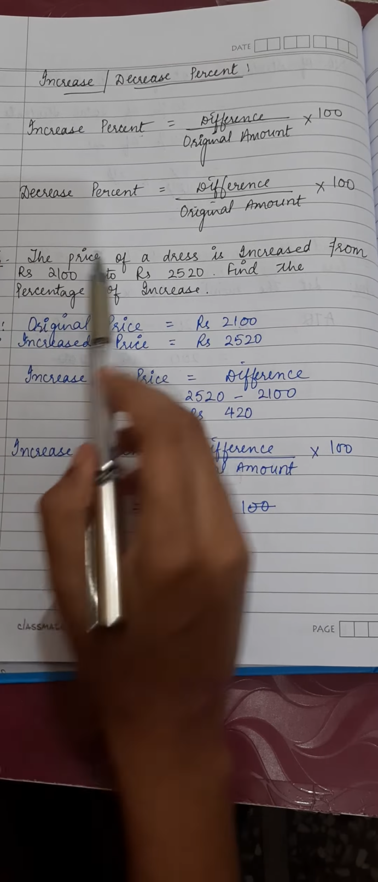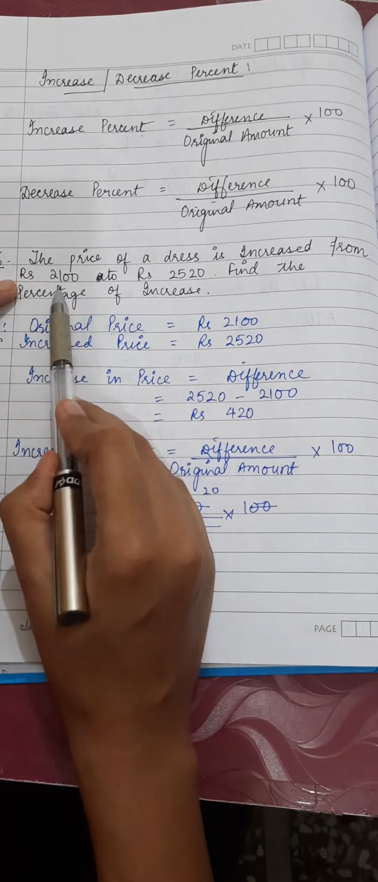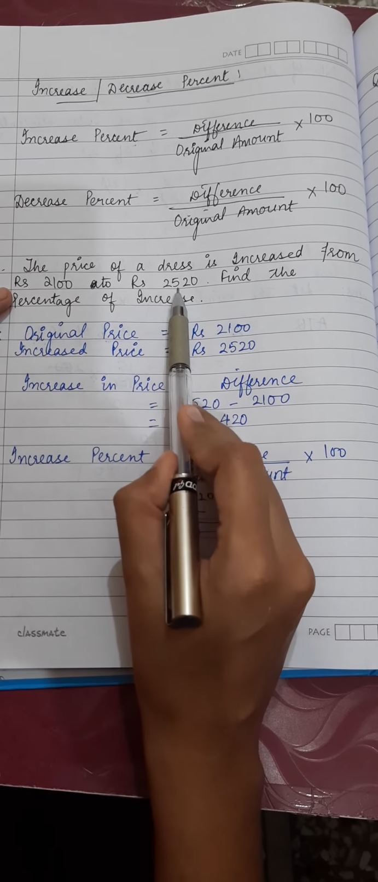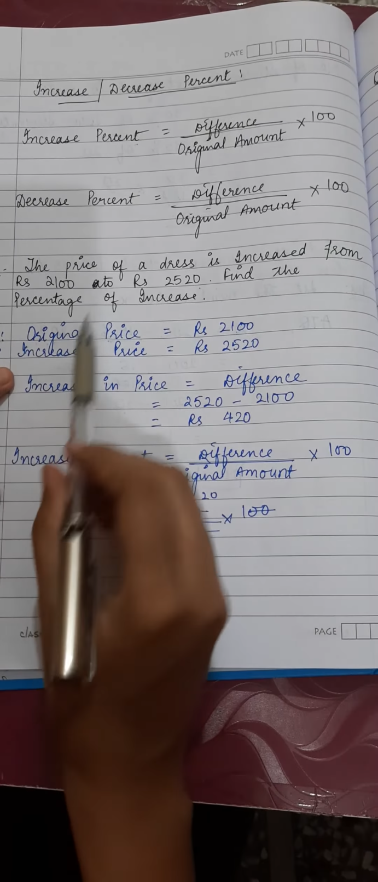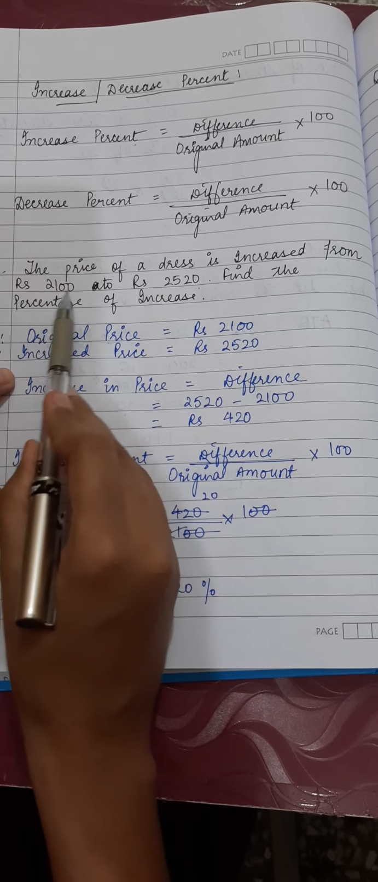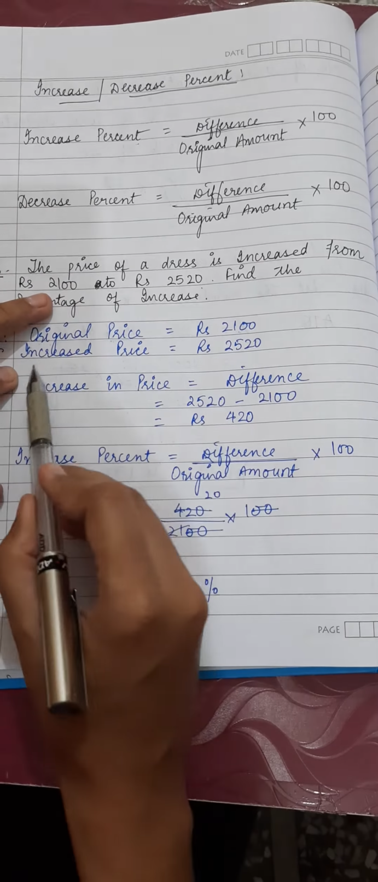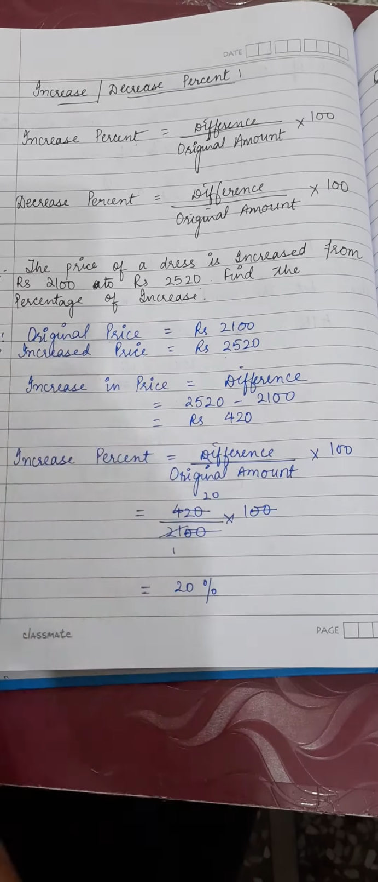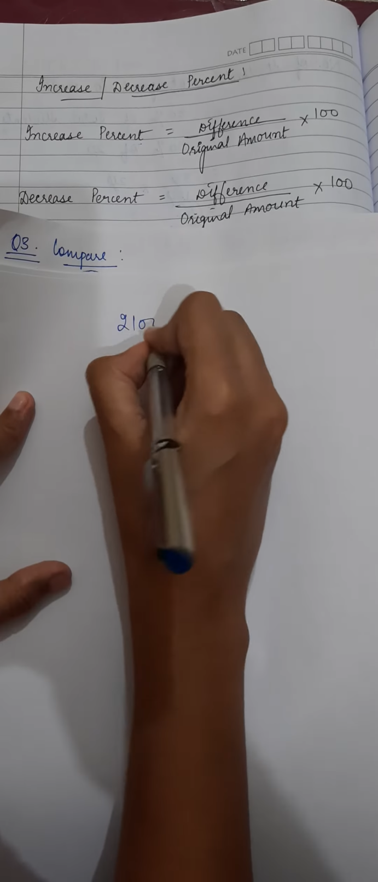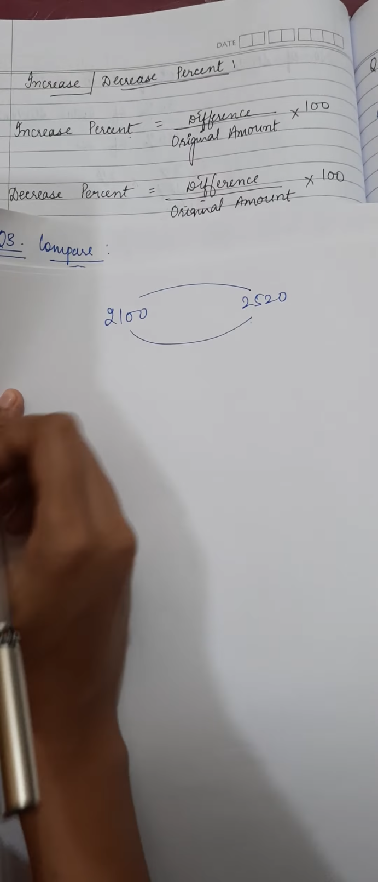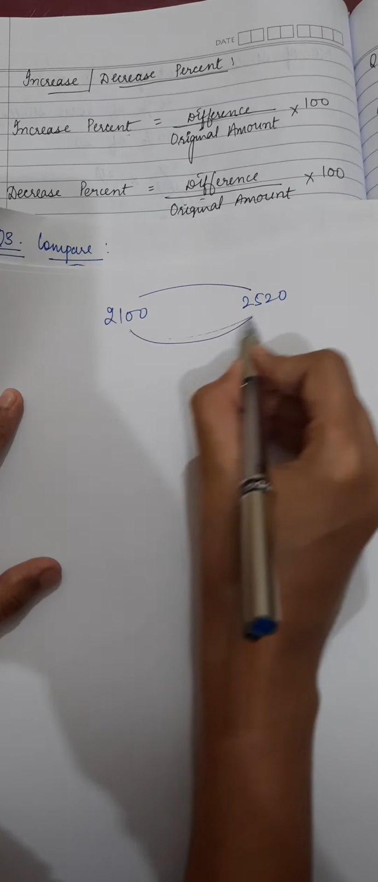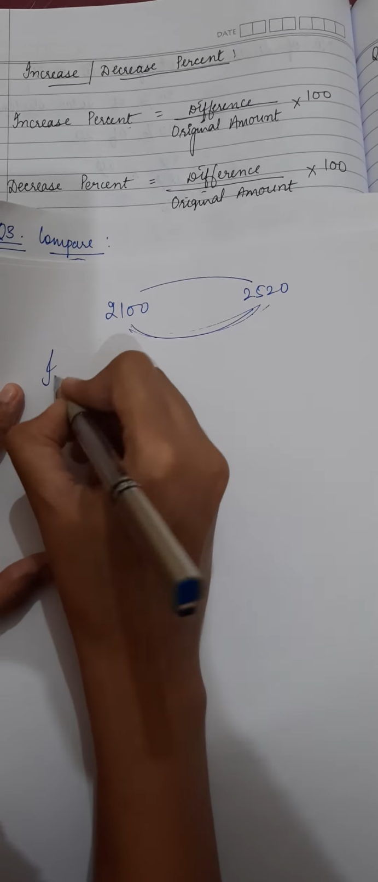Question number 6 is: the price of a dress is increased from 2100 to 2520. You have to find the percentage of increase. Firstly, what is the original price? What is the original amount? 2100. And what is the increased price? 2520. That is, earlier it was 2100 and now it has increased to 2520. Now you have to tell firstly by how much it increased. What are you going to find? You are going to find the difference to tell how much the price increased.